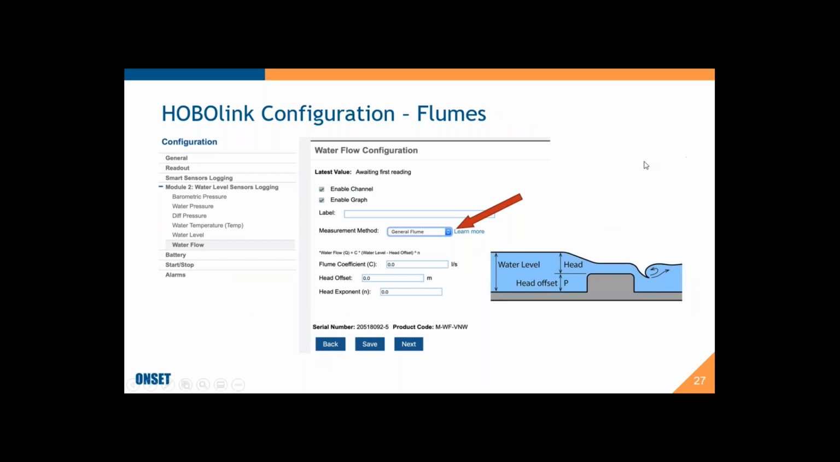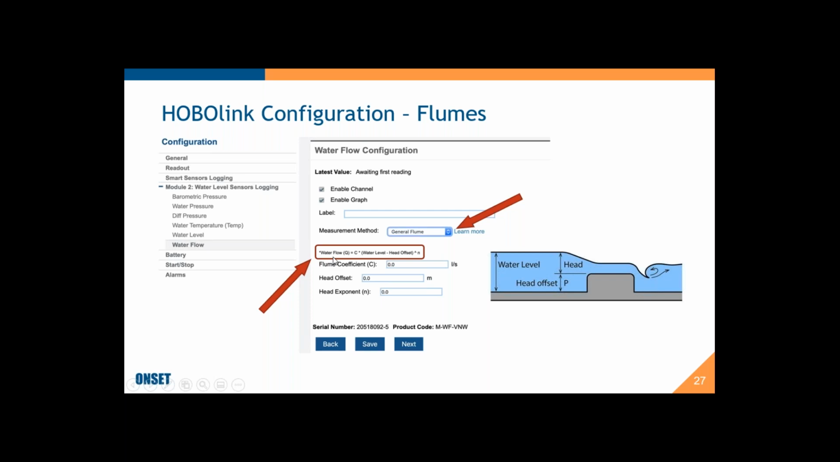So if you've got a flume, this is the choice you have. You select general flume, and there's all sorts of different types of flumes. We've talked about those before: the Parshall, the Palmer Bowlus, and broad-crested. There's different types of flumes. All of the flumes basically have equations that are in this form. So you have to kind of look up the coefficients and the exponents for the flume you have. And I'll show you a little bit more, an example of that on the next slide.